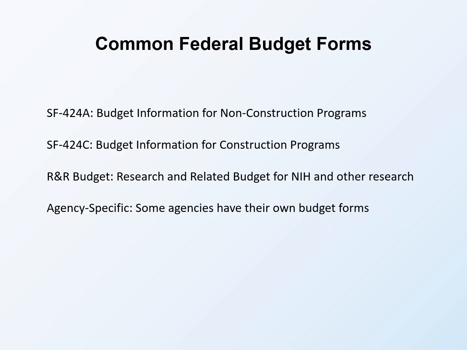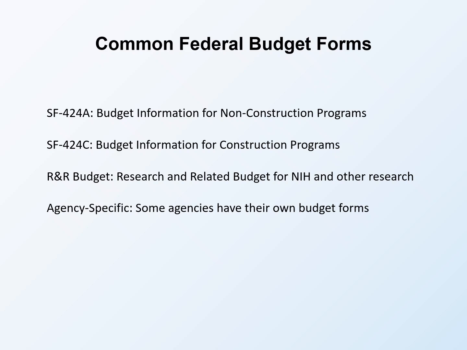Several budget forms are commonly used in federal grant applications. Understanding which forms apply to your application ensures you complete the correct ones. The SF-424A is the budget information form for non-construction programs. This is the most widely used federal budget form required for many grant programs across agencies. It summarizes costs by category and budget period, providing the overview of your funding request.